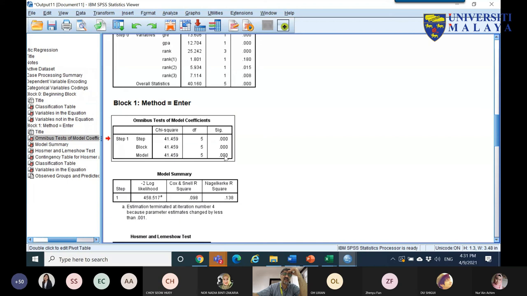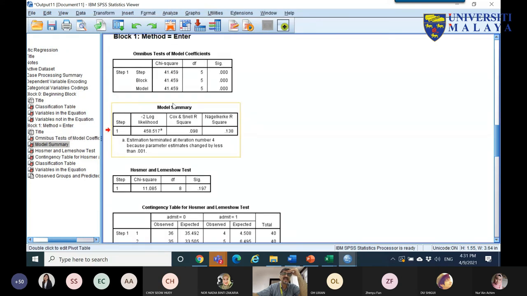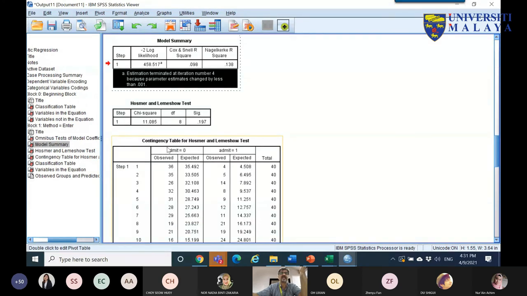According to these results, the chi-square value of the model is 41.45, and it is significant. So this is like the model summary in regression analysis. This is something like R-square. There are two kinds of R-square, Cox-Snell and Nagelkerke. These two R-squares indicate how much of the outcome depends on this model that we are presenting.